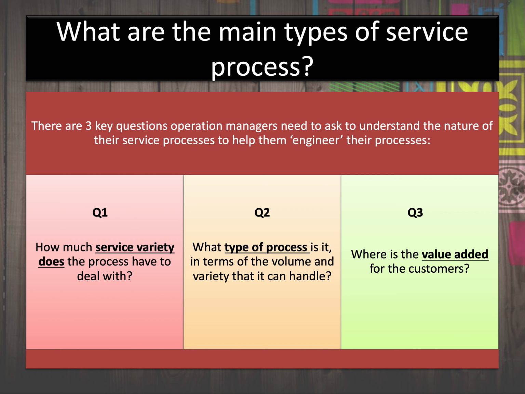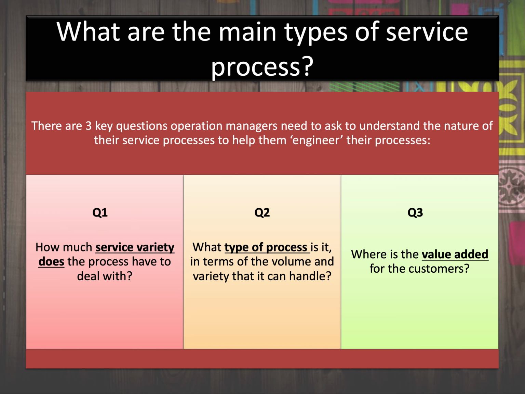Alright, so there are tricky questions the operation managers need to ask in order to understand the nature of their service processes, to help them engineer their processes. So these are the 3 questions that you need to ask yourself as a service operation manager. First, how much service variety does the process have to deal with? So how many varieties? This one you have to reflect back to your chapter 2. We have the 4 main types of processes: capability, commodity, simplicity, and also complexity. So how much service variety are you offering to your customer? If there is a lot of service variety, that means you are going to have a lot of processes that you need to deal with.